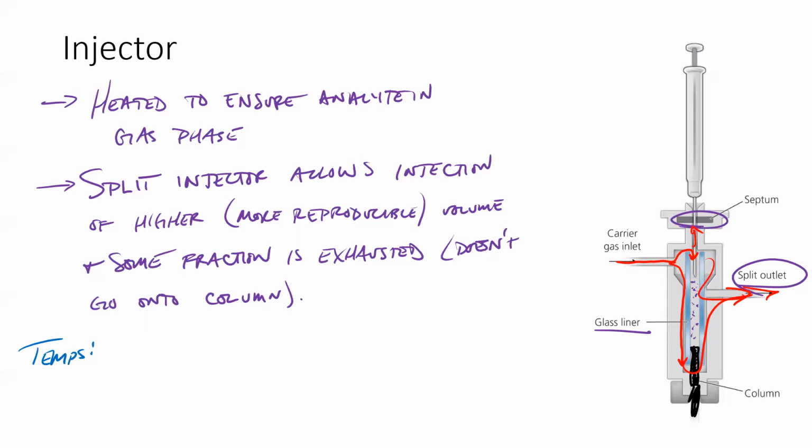And so we're injecting solutions onto the column, and we need to make sure that those solutions vaporize before we put them on the column. And so the inlet temperature is often quite high, at least high enough to vaporize the solvent.